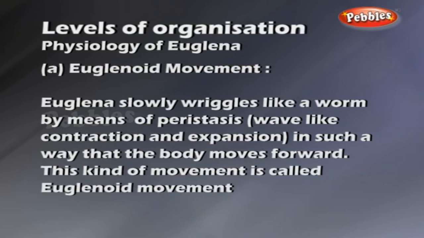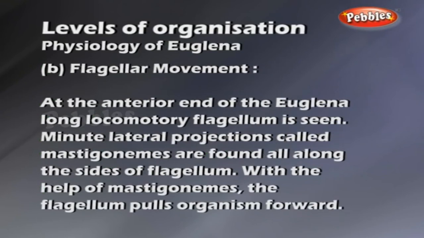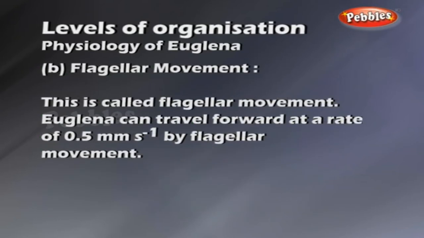B. Flagellar movement. At the anterior end of Euglena, a long locomotory flagellum is seen. Minute lateral projections called mastigonemes are found all along the sides of the flagellum. With the help of mastigonemes, the flagellum pulls the organism forward. This is called flagellar movement. Euglena can travel forward at a rate of 0.5 mm s⁻¹ by flagellar movement.